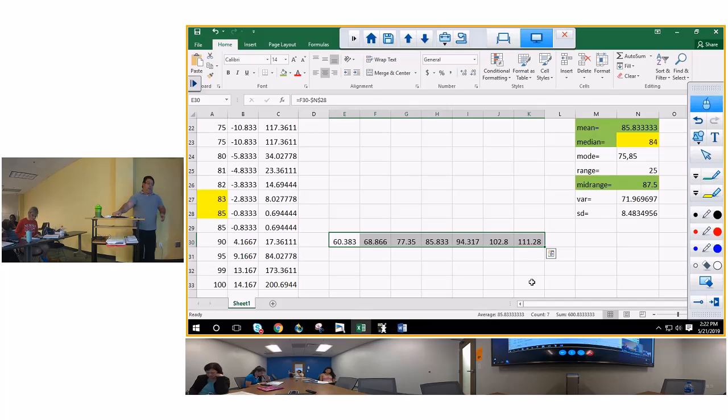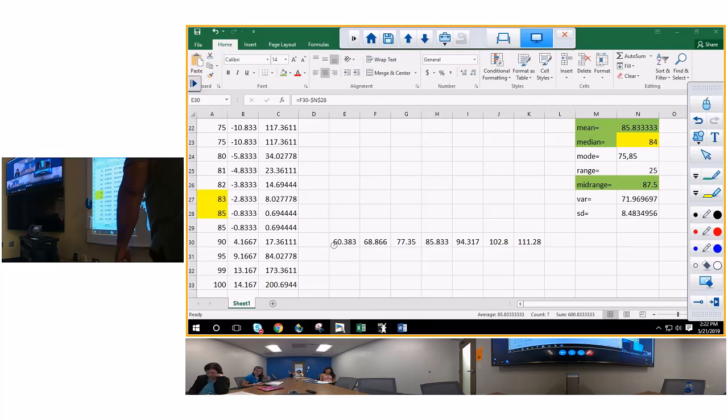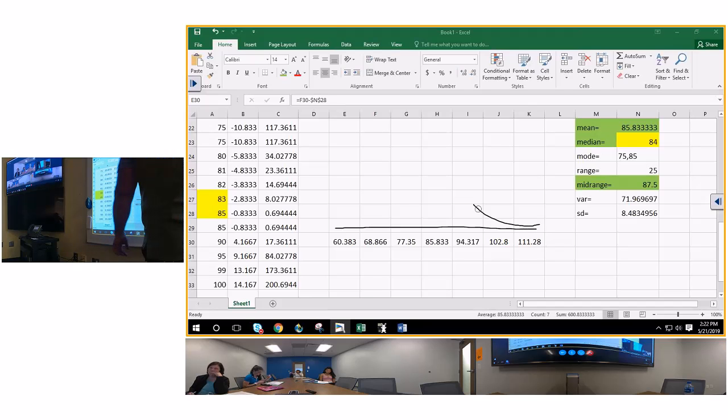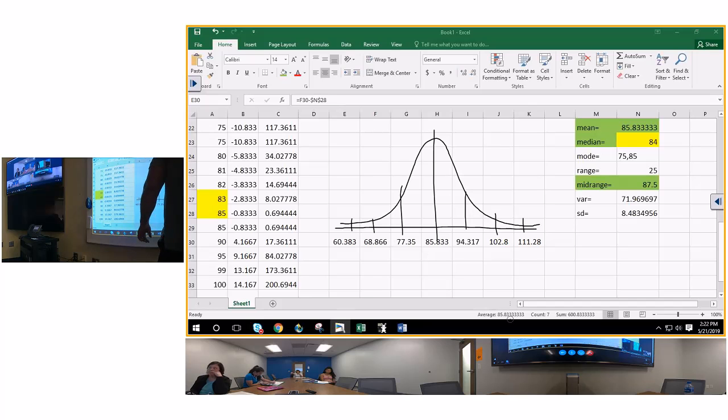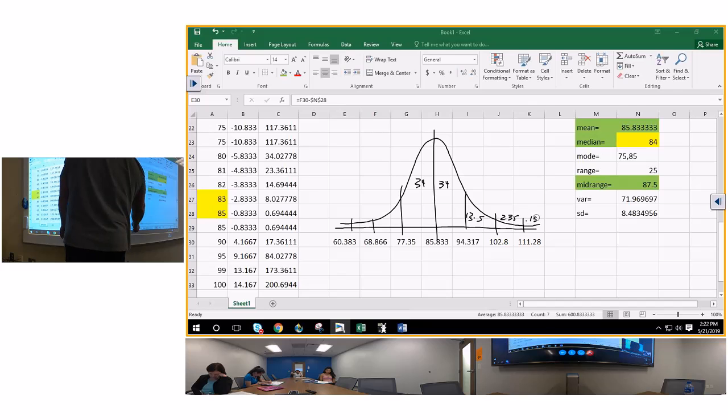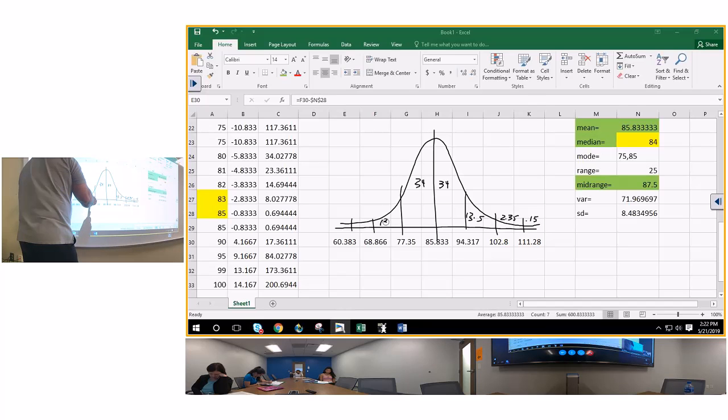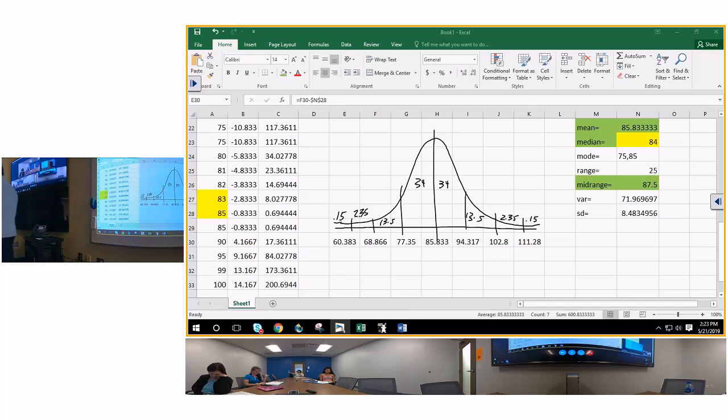Now we're going to fill out the normal curve using the empirical rule. 34, 13.5, 2.35, and 0.15, and 13.5, 2.35, and 0.15. Now you need to learn it because that's going to follow you throughout this semester.